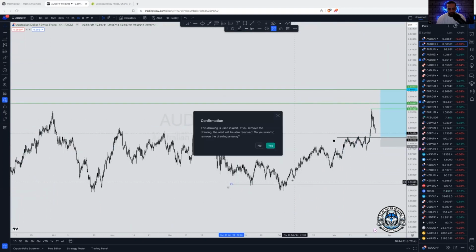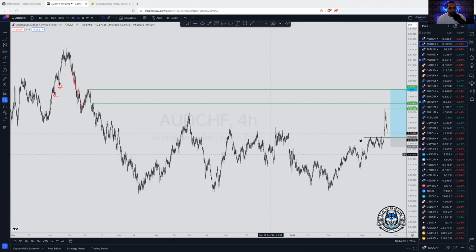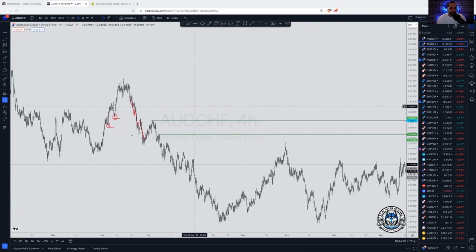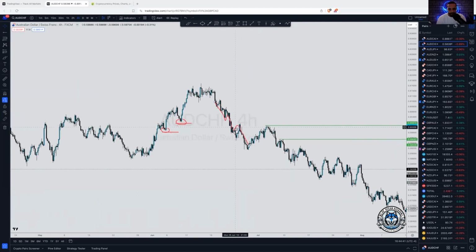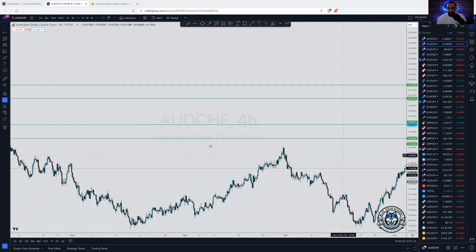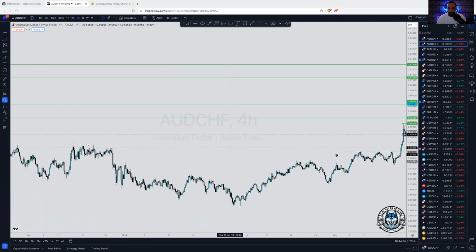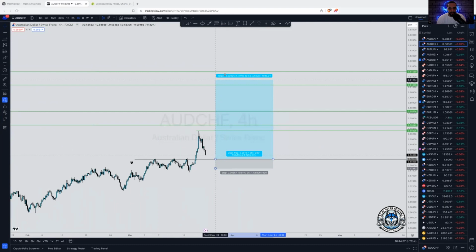Okay, looking left above this area here. Probably gonna target this last area right here, and then here. Overall, if the bulls are in that much control, I'd be looking to go all the way up there. Again, I'll be scaling in as we come into these areas, and then as we hit our targets, scaling out, moving my stop loss more into profit.